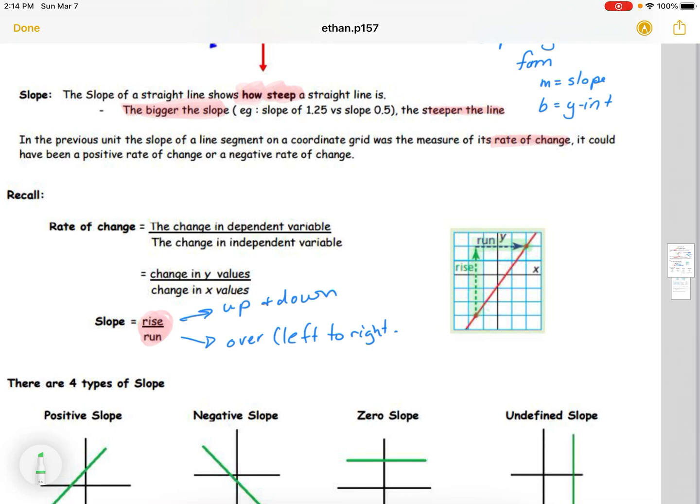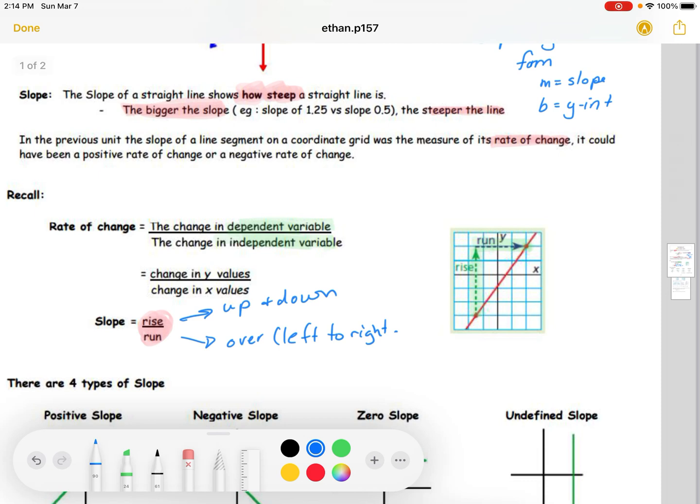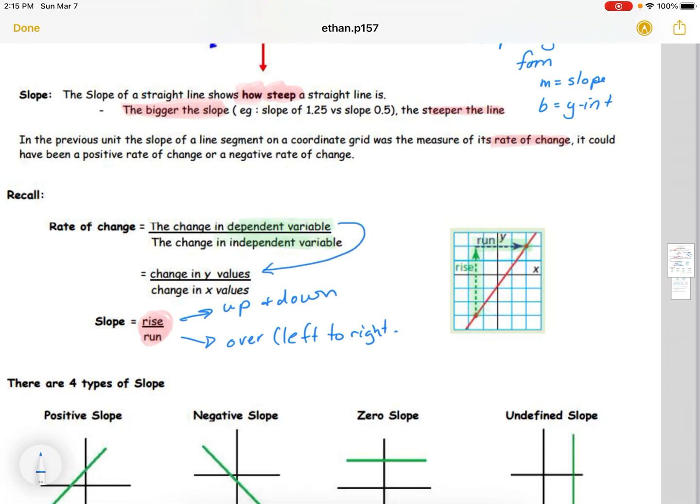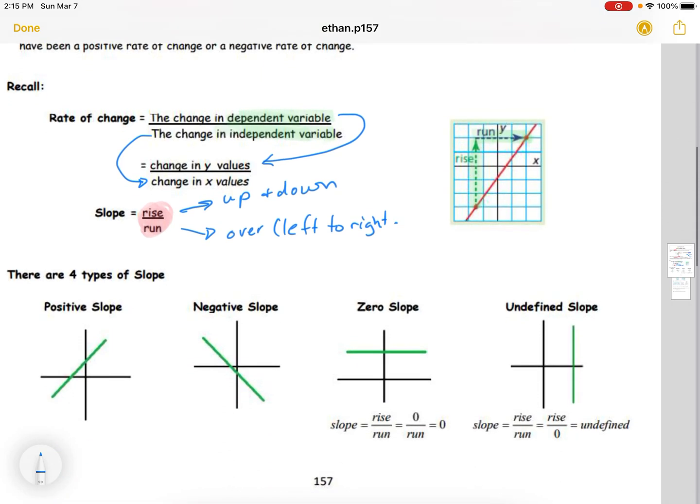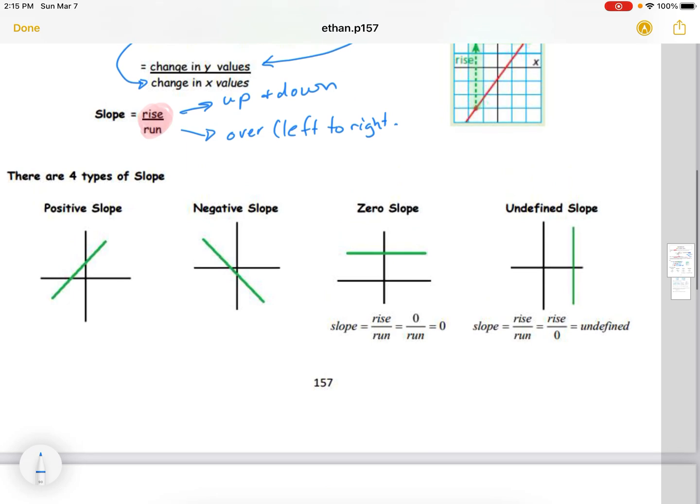Now, in the previous unit, we were talking about rate of change, so we talked about the dependent variable and the independent variable. Those can be matched up: your dependent variable is your y values, and your independent variable is your x values. So there are 4 different kinds of slope, as I mentioned. There's a positive slope. Positive slope means if you're looking from left to right, it goes up.